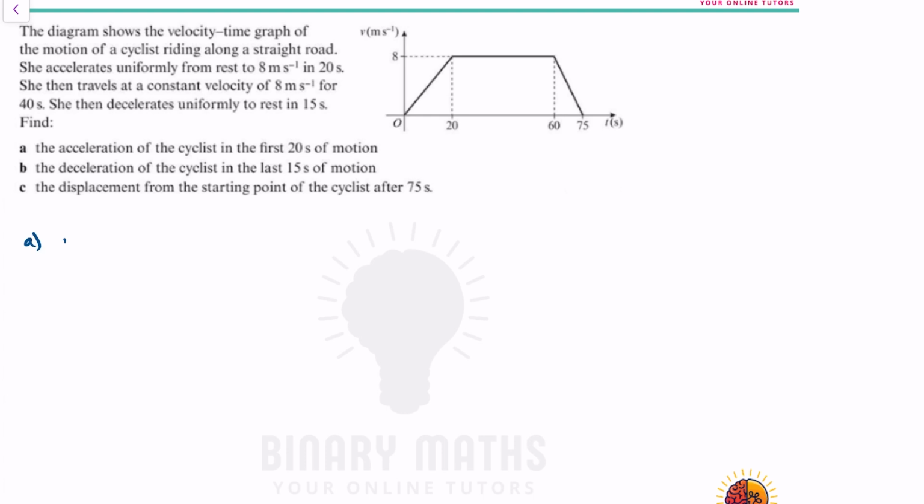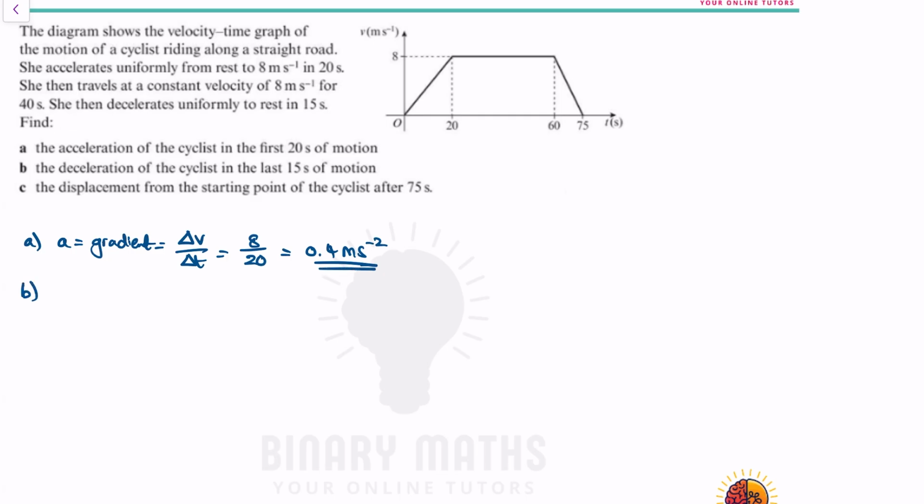So A, acceleration is equal to the gradient, which is equal to change in V over change in T, which is equal to 8 over 20, which is equal to 0.4 meters per second squared.